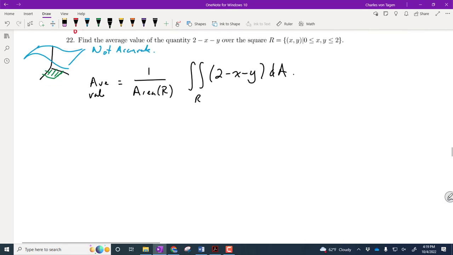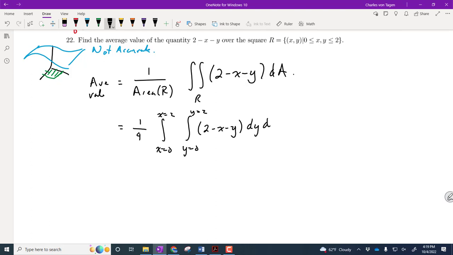Okay? So what's the area of R? First of all, let's answer that question real quick. It's 4. So this would be 1 over 4, and then let's pick a specific iterated integral. Notice here that my region is rectangular, square. I don't think that one particular method is going to be favorable to the other, so I'm just going to say x equals 0 to x equals 2, y equals 0 to y equals 2 of 2 minus x minus y dy dx.